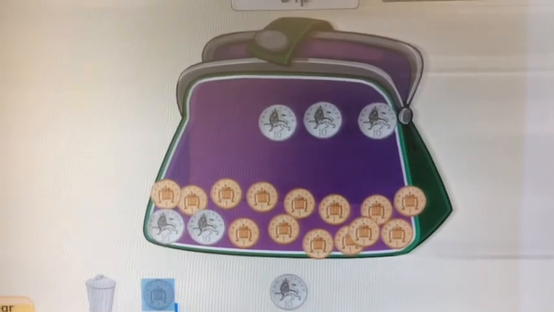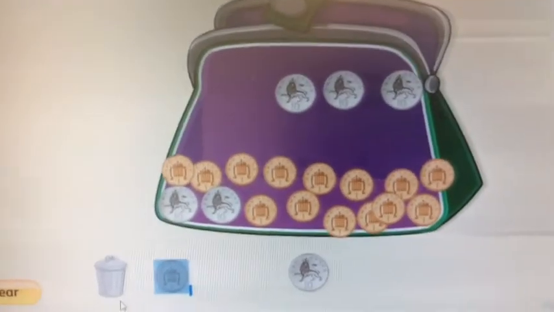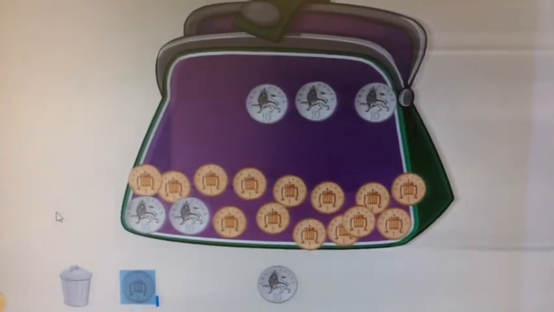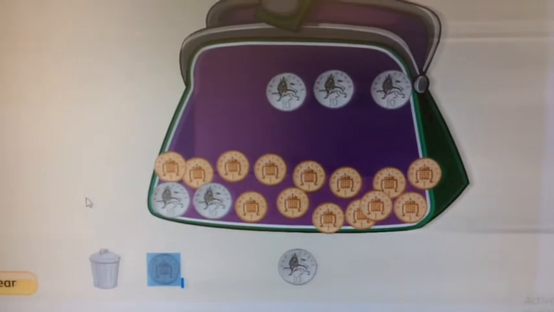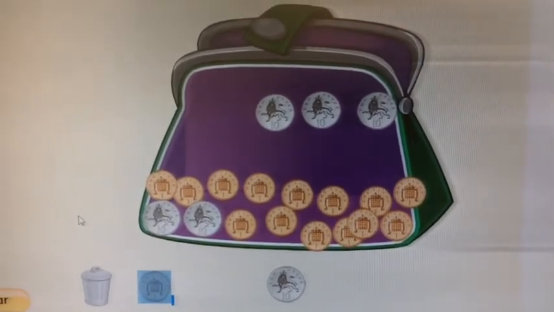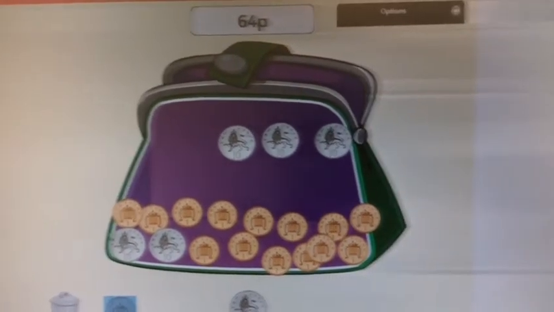So have a think now. What would be the best way to find the total? Would you do 48, then add on the 20, then add on the 6? Bit tricky. It's much easier to add up the tens first, isn't it? Let's put them together.